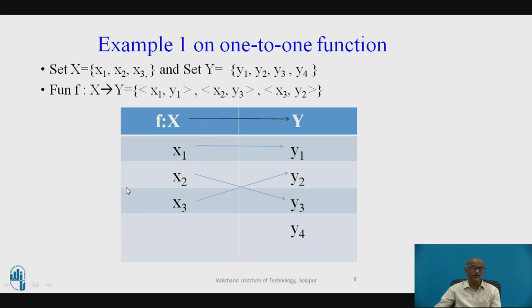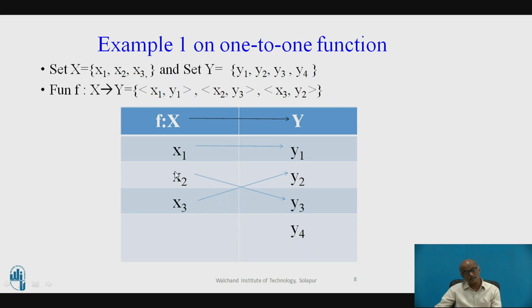For that we have to check distinct elements, meaning whether x1 is mapped to a separate element of y, whether x2 is mapped to a separate element of y, and x3 also mapped to a separate element of y. Nowhere should we see x1 mapped to y1 and x2 also mapped to y1. This is not a distinct mapping. If x1 and x2 both are mapped to y1, that is not called distinct elements of x mapped to distinct elements of y.